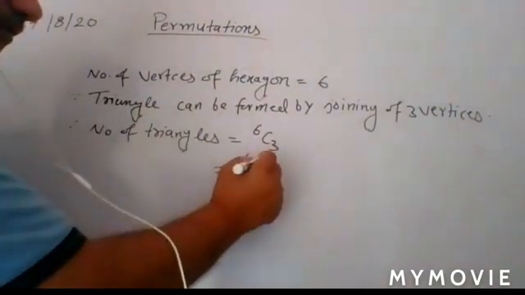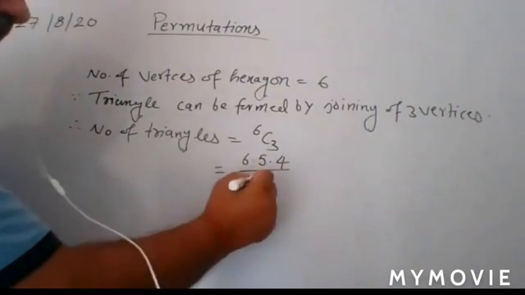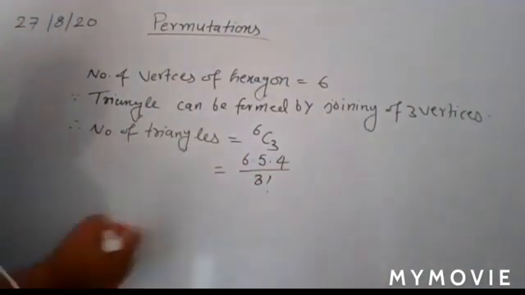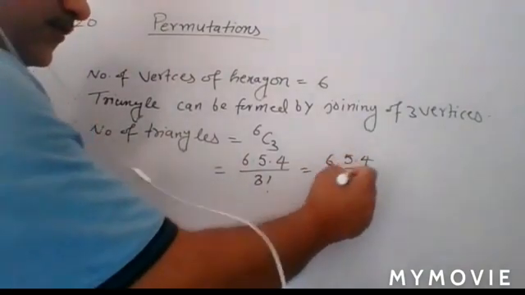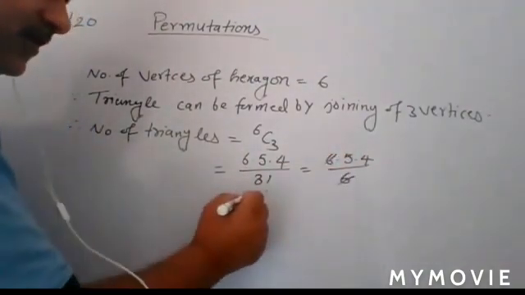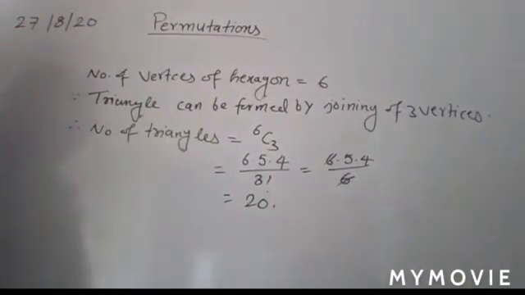So 6 into 5 into 4 divided by 3 factorial. And you know, here you have 6 into 5 into 4 divided by 6, that cancels out. So your result is 20. So 20 triangles are there. Yeah, note it. 20 triangles are there.